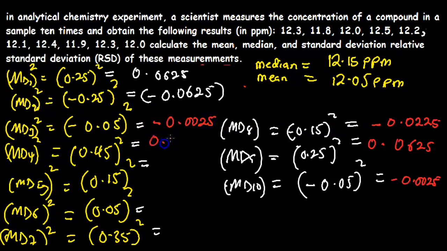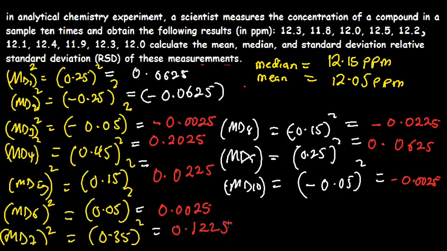Here is going to be 0.2025. And the next one, which is 0.15 square root, is MD5. This is simply going to be 0.0225. What about the 6th one? This is simply going to be 0.0025. 7, this is simply going to be 0.1225.